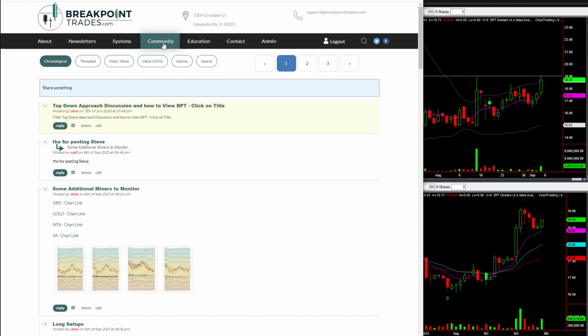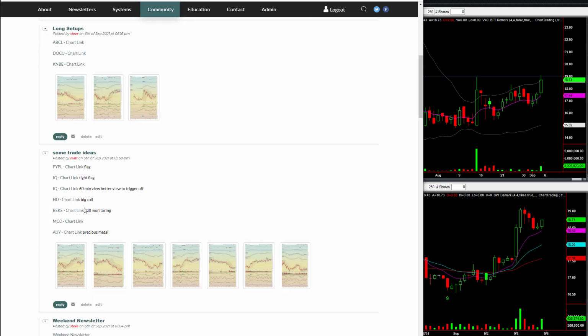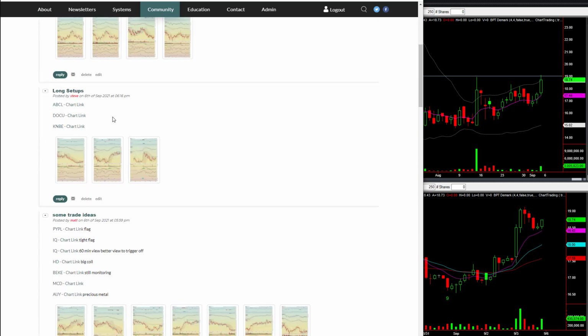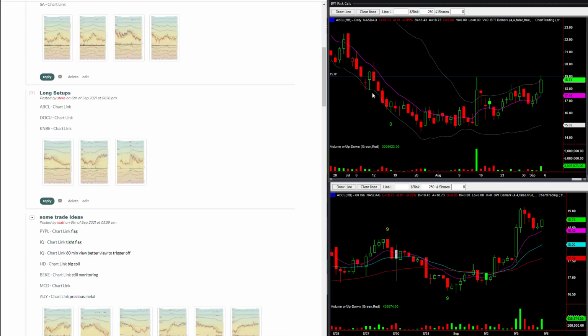So let's go to the trading community. So today, Steve here posted some trade ideas, some mining stocks, and a few other long setups. And I also posted some setups here. So I suggest you go ahead and take a look at these. But let's just take a look at a few of these using my tool in Tradestation. Again, we're not going to look at every one of them. That's not the purpose of this video. The purpose of this video is to show you where I'm at right now.